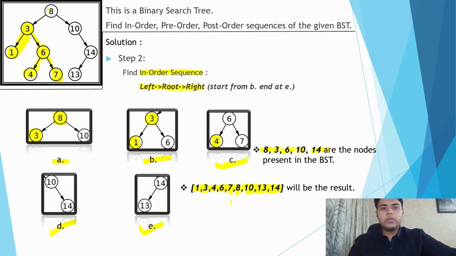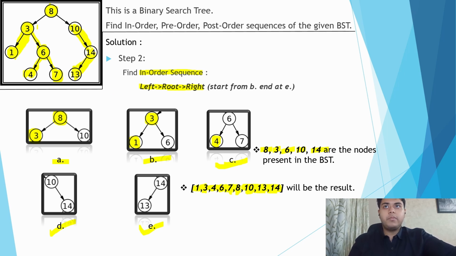There's no write down. We don't need to write. Now if you see carefully, we got all the left elements of 8, we got 8 itself, and we got all the right elements of 8. So it followed the in-order sequence.